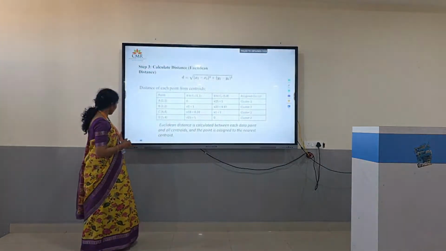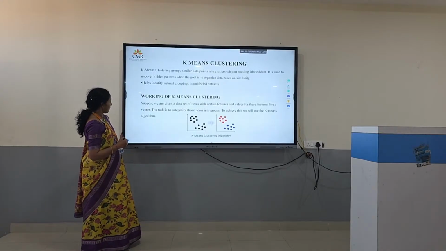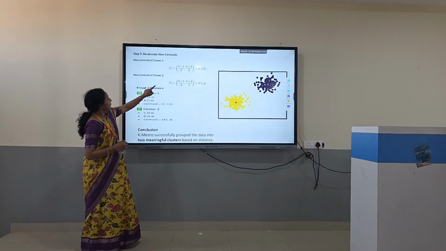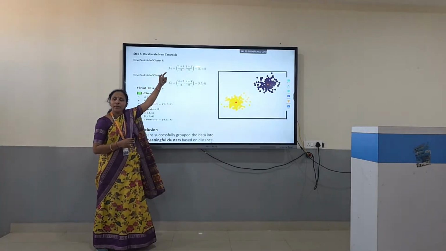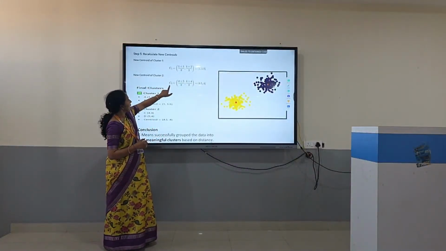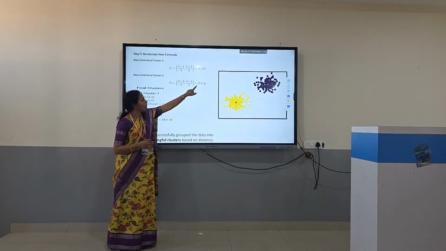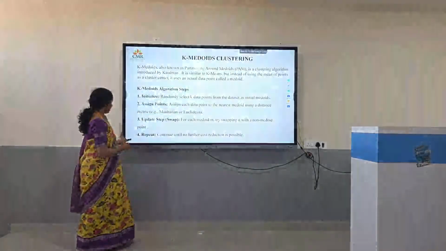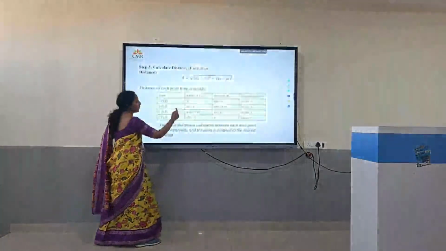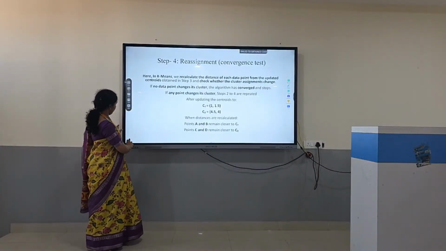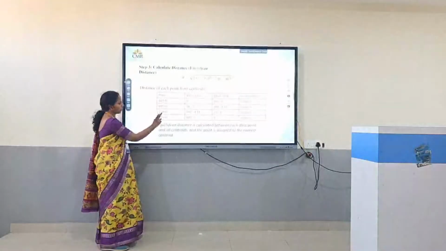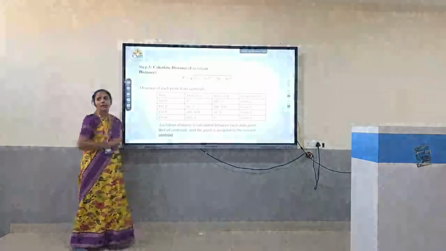So here, new centroid is equal to previous centroid plus the data point, and again new centroid of cluster 2 is equal to previous centroid plus data point. So these are the new centroid values. See here. Now the centroid is equal to previous centroid 1 plus 1, 2, 1 plus 2 by 2, 4 plus 5 by 2, 4 plus 5 by 2.